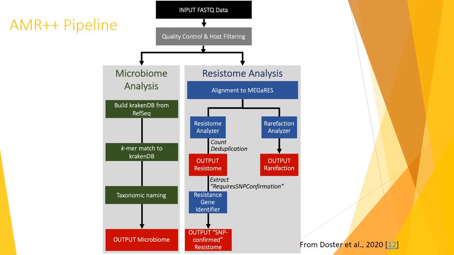AMR++ identifies ARG sequences by aligning them to the MegaRes ARG database, followed by Resistome Analyzer, which deduplicates and minimizes the potential for false positive classification by removing sparse alignments. There is an additional step that searches for particular SNPs in genes that may otherwise be wild-type, non-AMR genes. Genes that require SNP confirmation are typically those with other primary functions that gain AMR through mutation. We've excluded these genes, and thus this step was not performed.